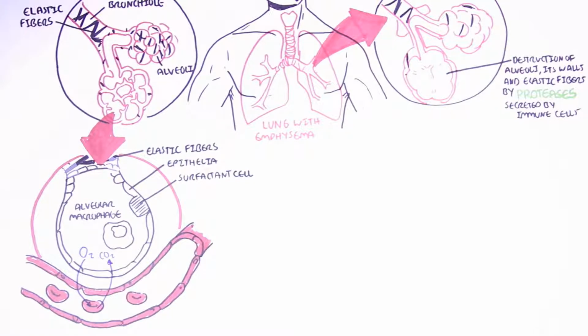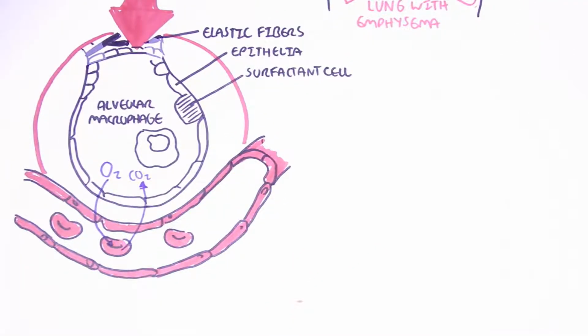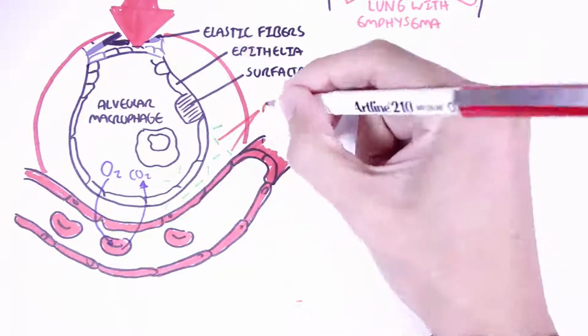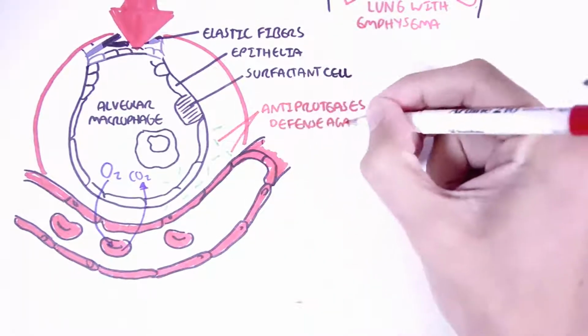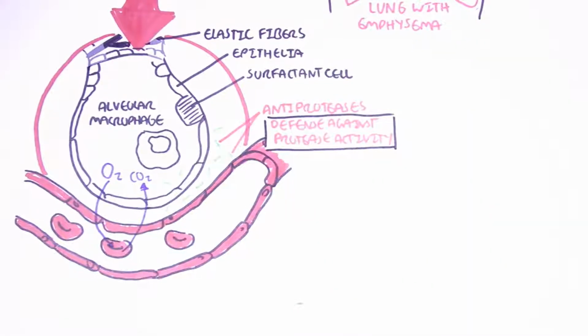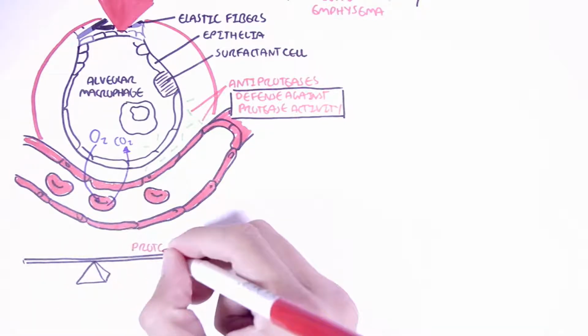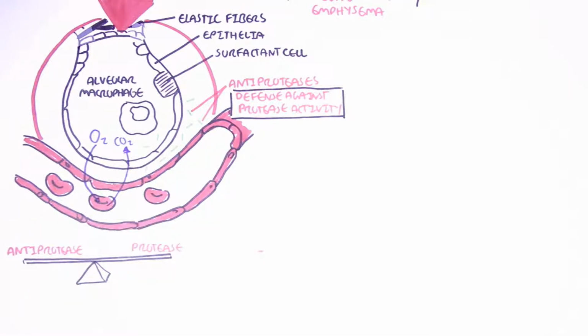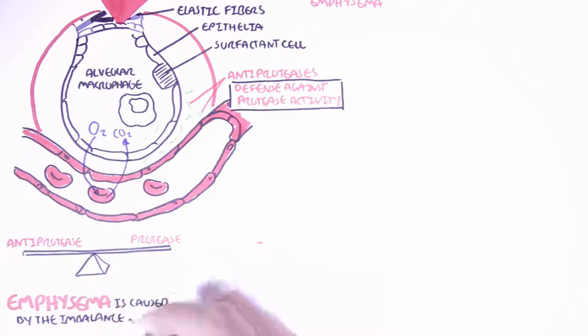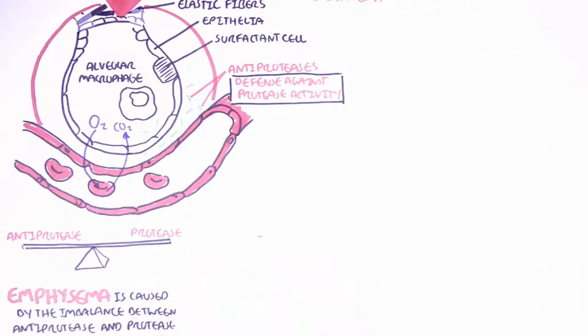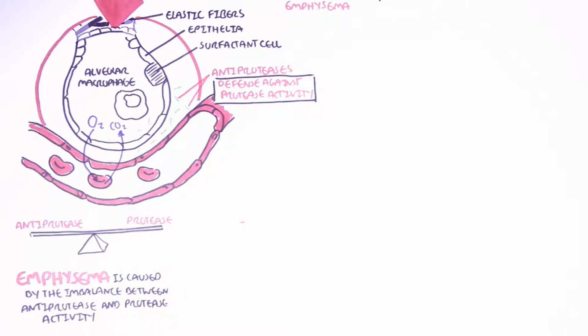Now, what essentially happens is that normally the alveolus will secrete anti-proteases, which will essentially protect it against protease activity. So usually there's a balance between anti-protease and protease. Protease essentially cause destruction or damage, and anti-protease will prevent this from occurring. Emphysema is caused by the imbalance between anti-protease and protease activity. So if there's more protease activity, there will be more damage. Just remember that.